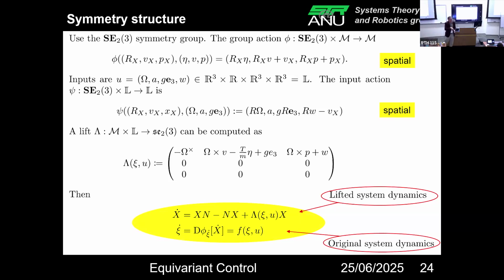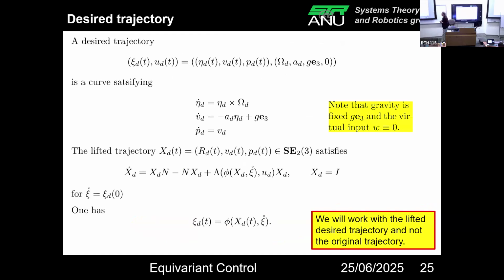So lambda sits on the left of x, right? If it was x lambda, it'd be a body type problem. Lambda x is a spatial type problem, okay? And this is the property that Stefan was talking about. Those dynamics on the group correspond, when you project them down through the group action, to the actual dynamics of the system that you're interested in. But remember that the group is actually higher dimensional than the base space, okay?